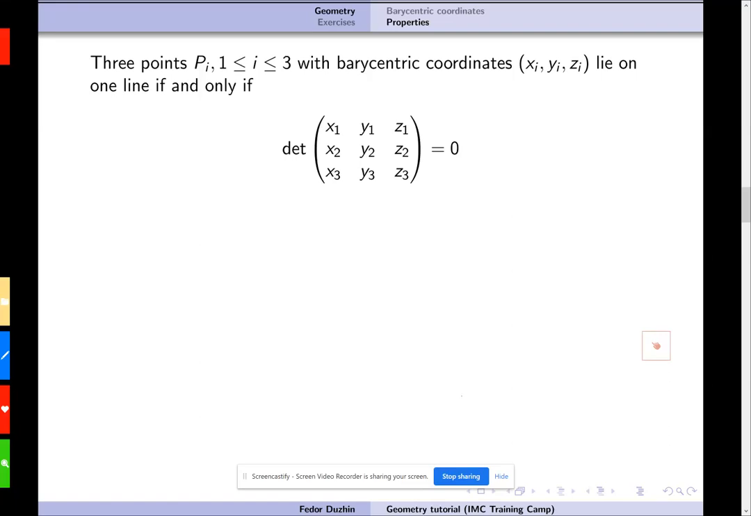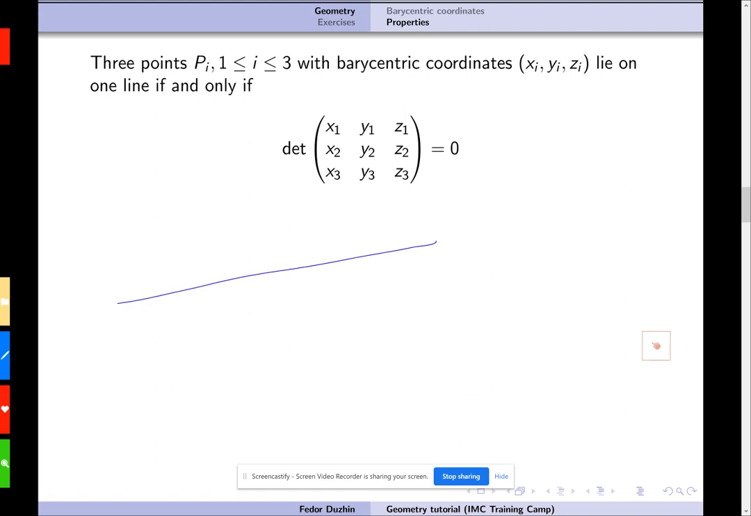Now a few more properties. I'm not going to prove this. I encourage you to do it, but if not, just remember these properties. So this is about 3 points with barycentric coordinates belonging to the same line, right?